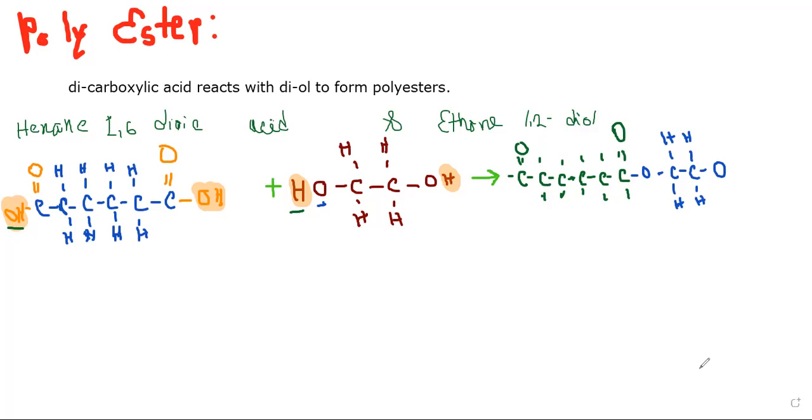I didn't even draw the hydrogens of hexane 1,6-dioic acid. So let me draw them first, so it's going to be easier and clearer.